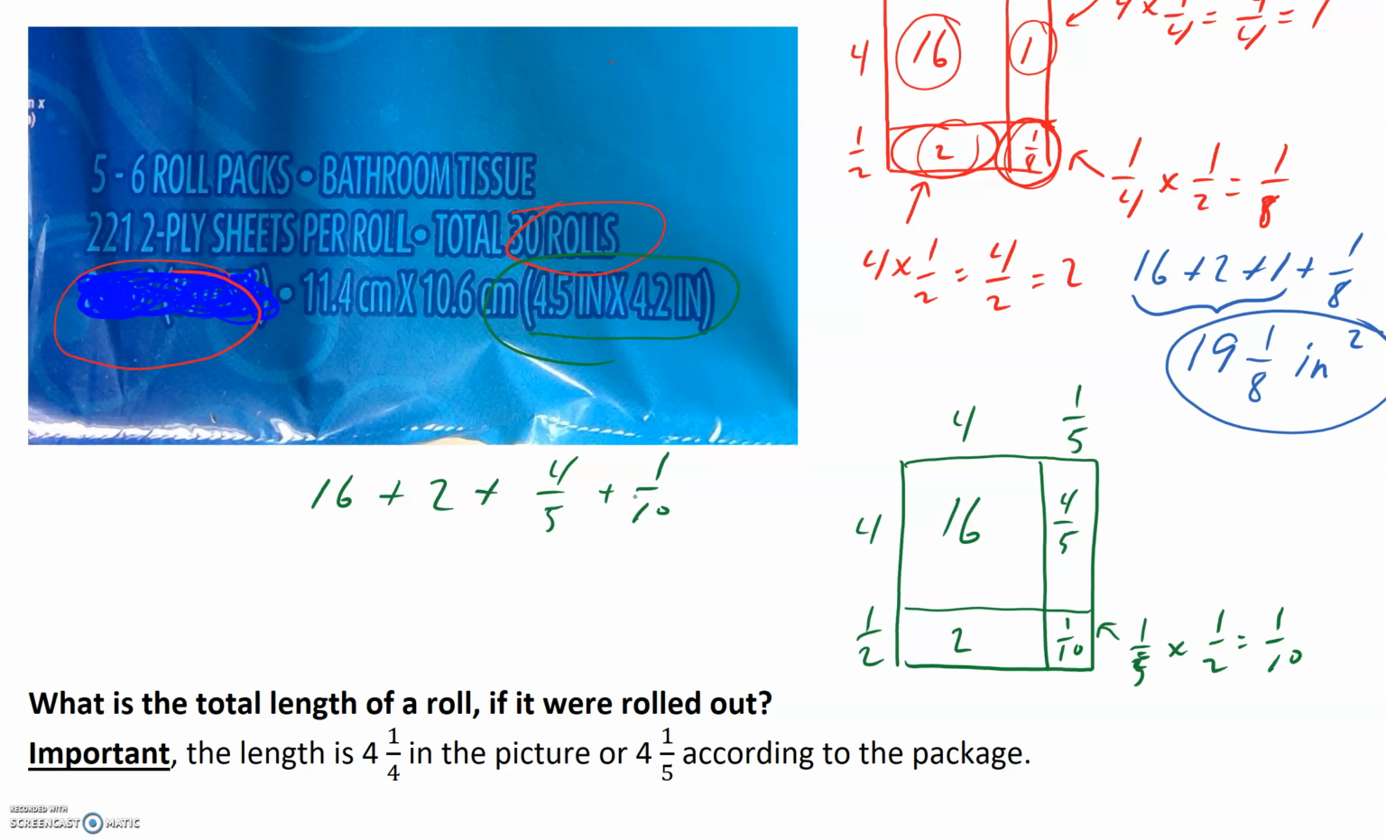I can add the 16 and 2, but I can't add the 4/5 and 1/10 yet, but I can change this to tenths, right? And you can pause this at any point if you're like, oh, I got this, and you can figure it out from there. Pause it at any point and finish it off, okay? That looks like a 6. I got to erase that.